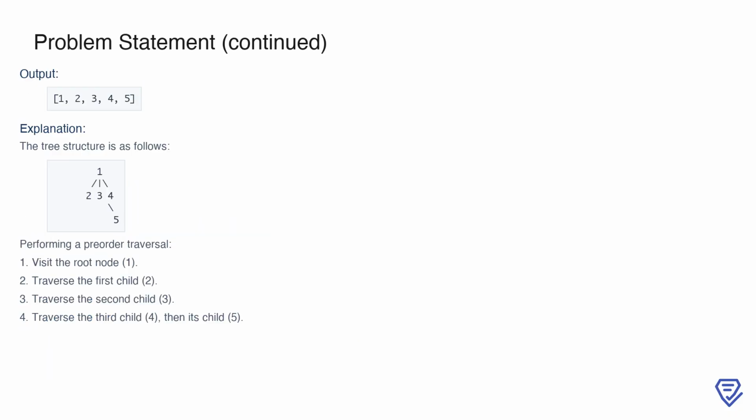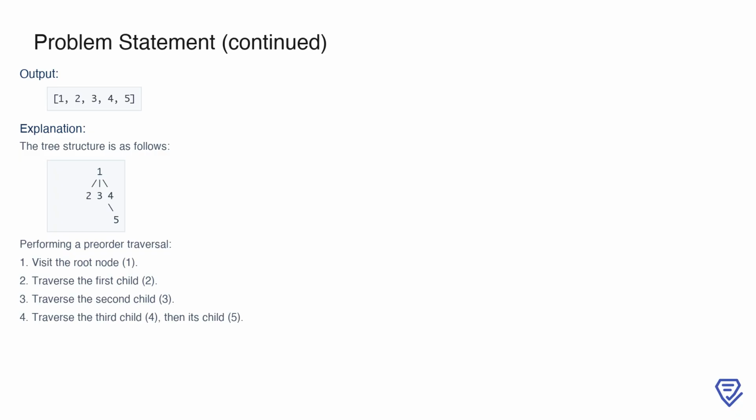Now consider another example to further illustrate this process. Suppose the root node again has a value of 1, but this time it has 3 children, 2, 3, and 4. Node 4 has 1 child, 5. The output of the preorder traversal for this tree would be 1, 2, 3, 4, 5. Let's walk through this step by step.